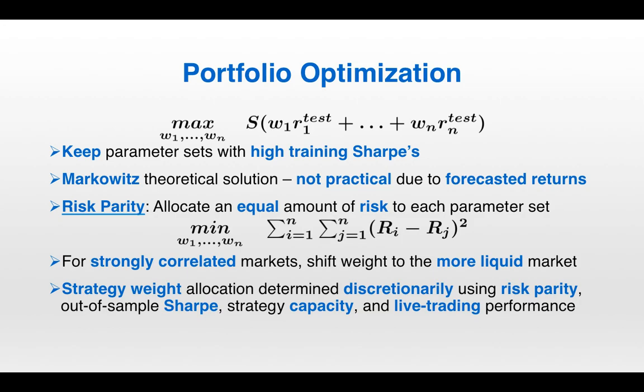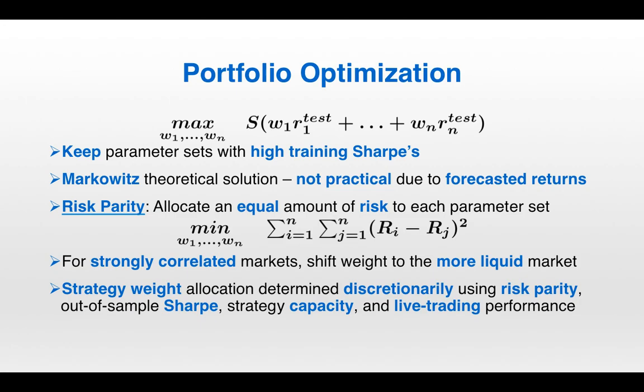But we don't want to allocate weight to every single parameter set, only to parameter sets that have high training Sharpes. That's because statistically, the Sharpe ratio is the t-statistic of the hypothesis test that the expected return is positive. So you want to keep parameter sets with high training Sharpes because we have more confidence that those parameter sets will make money in the future.